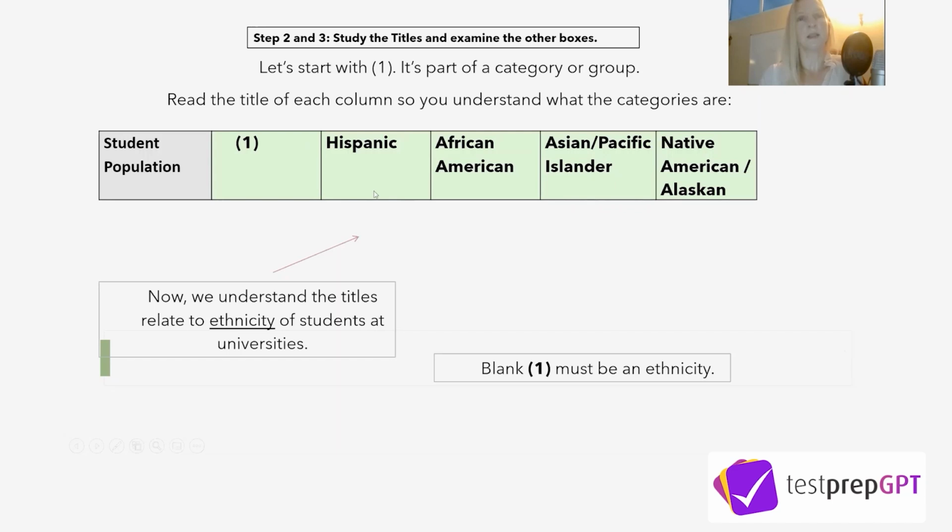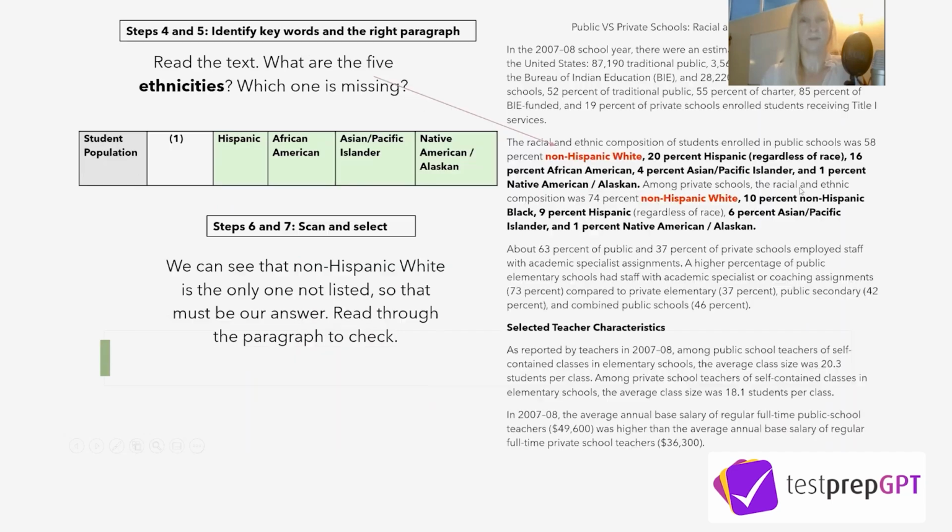Steps 2 and 3, study the titles and examine the other boxes. We can see that number 1 is part of a category or a group. It's connected to Hispanic, African American, Asian Pacific Islander, Native American, Alaskan. So it looks like it's a group or an ethnicity that is missing in number 1. So we are looking for an ethnicity.